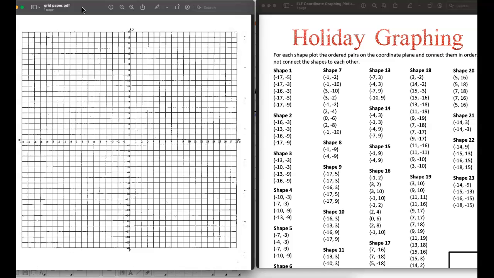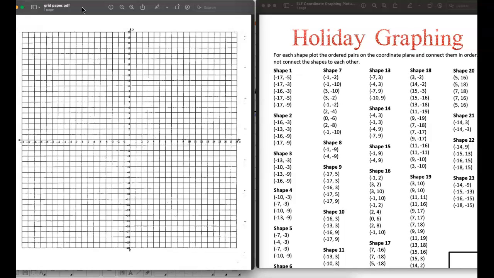All right, 7th graders, please listen. Here's what you're gonna do. The directions, I did not print these back to back or it would have been a pain flipping your paper all the time. This is why you have 2 separate papers. It says for each shape, plot the ordered pairs on the coordinate plane and connect them in order. Do not connect the shapes to each other.